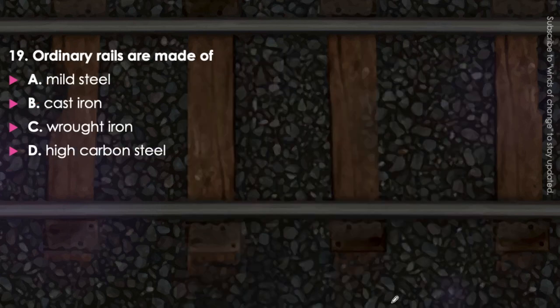Next question. Ordinary rails are made of mild steel, cast iron, wrought iron or high carbon steel. Just think about it. Ordinary rails are made up of, answer will be option D, that is high carbon steel.